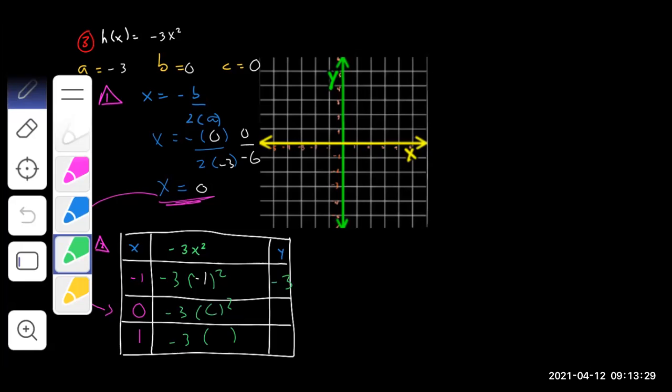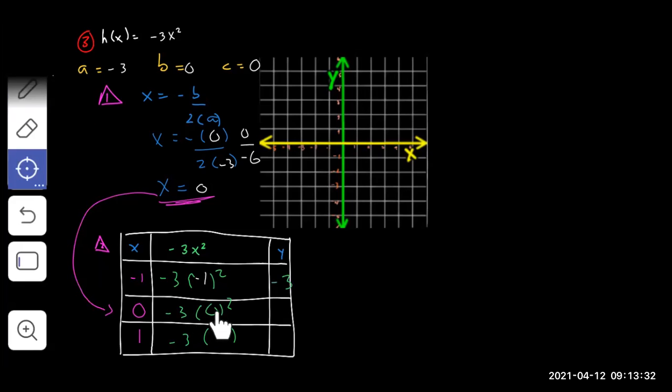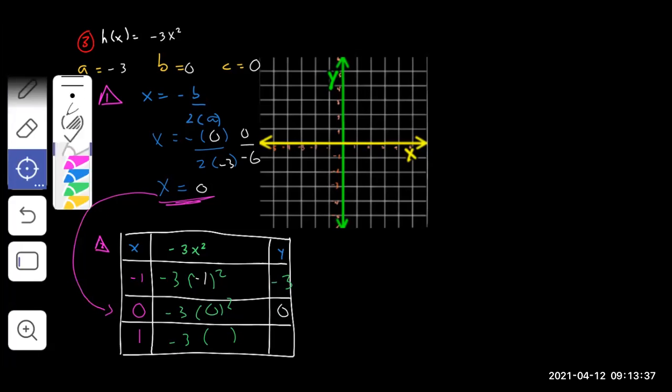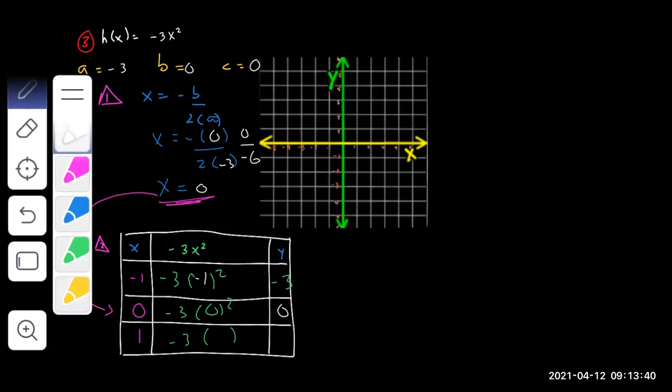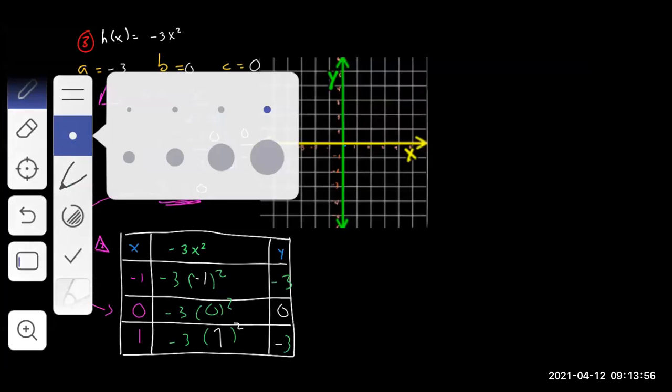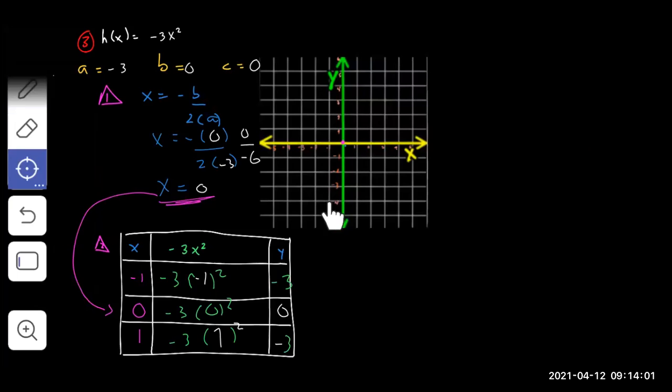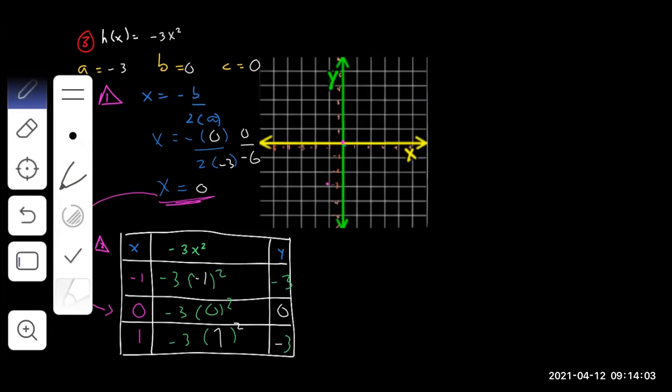This one, for 0: if you substitute 0, -3 times 0, that is 0, right? Okay, the next one is 1, +1. Let's put 1 here. And -3 times 1 to the second power, that is -3. Guys, now we can represent this. Let me see if I have time to do this. I hope I can. One point is (0, 0). What is the other value, guys? (-1, -3), and (1, -3). The graph is going to be something like this.